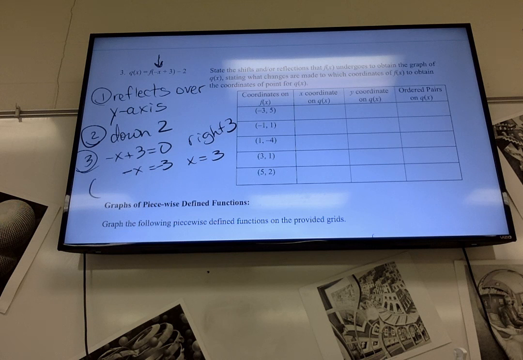So I have negative x, just means change the sign of. Negative x is to the right 3, so plus 3. And then down 2, so y minus 2. And then I feel confident that you can fill in the rest of those.